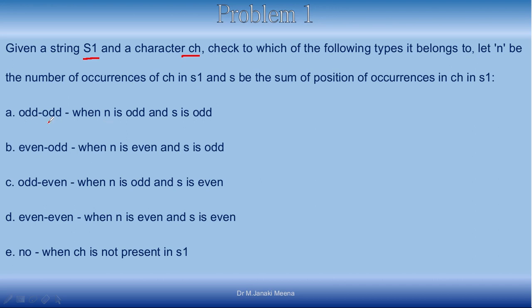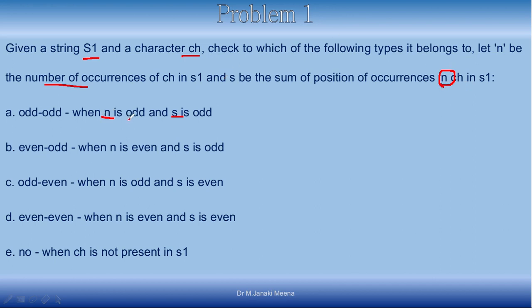We will say it to be odd when n is odd and when s is odd, that is what is given. And what is n? N is going to be the number of occurrences of the ch in S1. How many times that particular character has occurred in S1? That is what is indicated by n. And what is indicated by s is going to be the sum of position of occurrence of ch in S1. Sorry, there is a typo here. That is what is s.